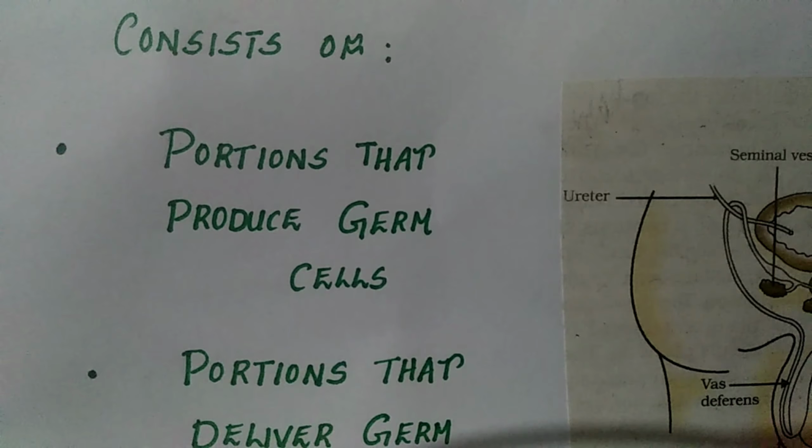Our next topic is the male reproductive system. Now, the male reproductive system mainly consists of two major portions: portions that produce germ cells and portions that deliver germ cells to the site of fertilization. So, these are the two major parts of the male reproductive system.